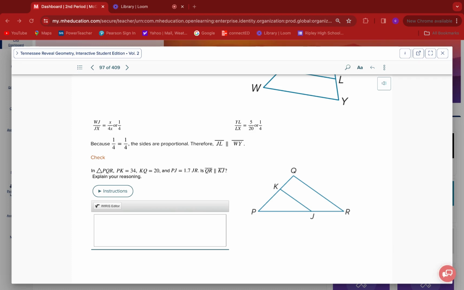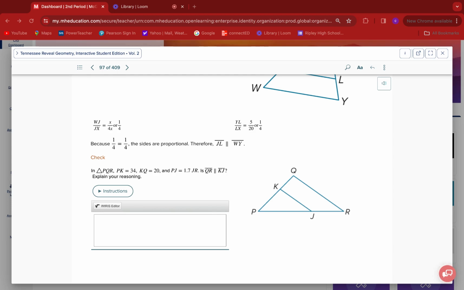And since these are the same proportion, 10 over 17 and 10 over 17, are they parallel? Yes, they are. If they come out to be the same, they're parallel. If they come out to be different, they're not. They are not parallel. All right, so we are done with that check on page 488.